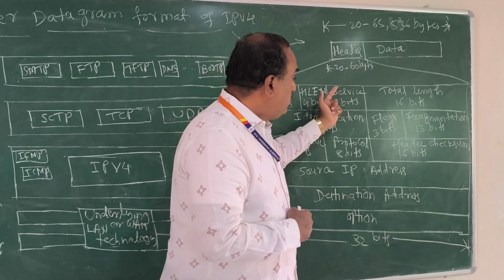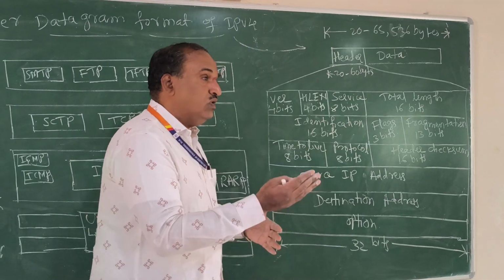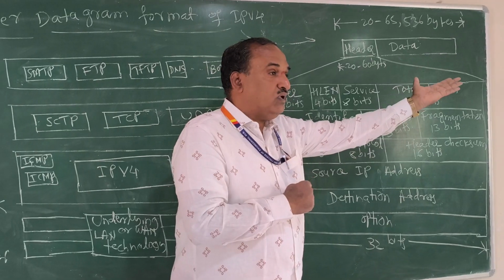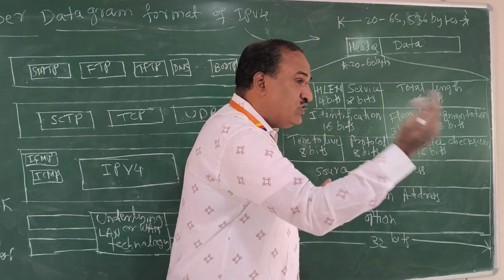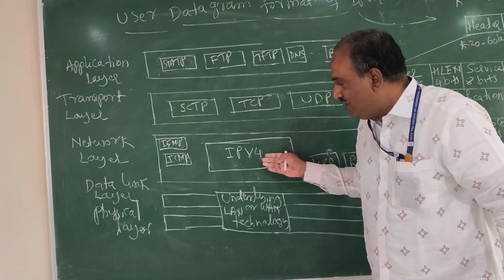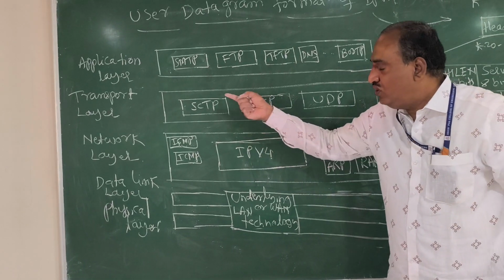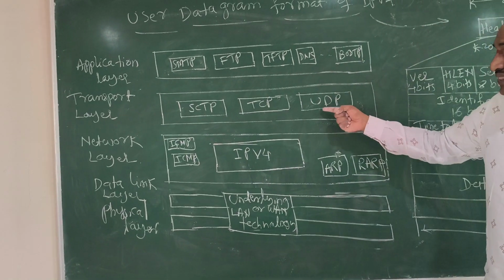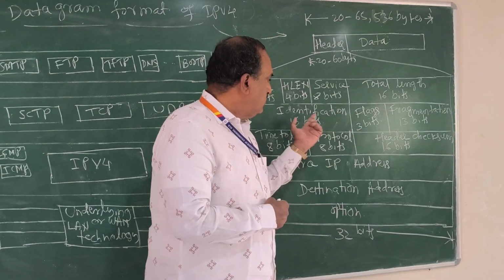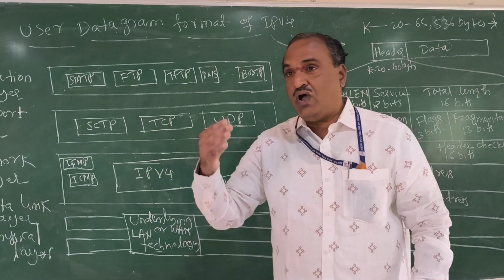Now the service type: when it goes to the receiver, the receiver should take the data, and here the IP also mentions which transport layer protocol I have used in the transmitter. It will mention the upper layer protocol, whether it has used the TCP protocol, the SCP protocol, or the UDP protocol. It also mentions what the service is.